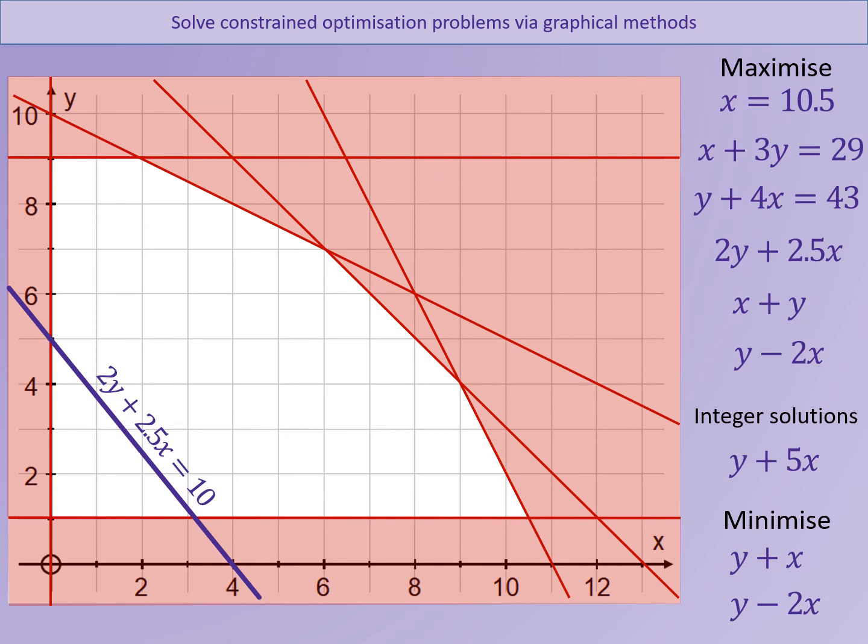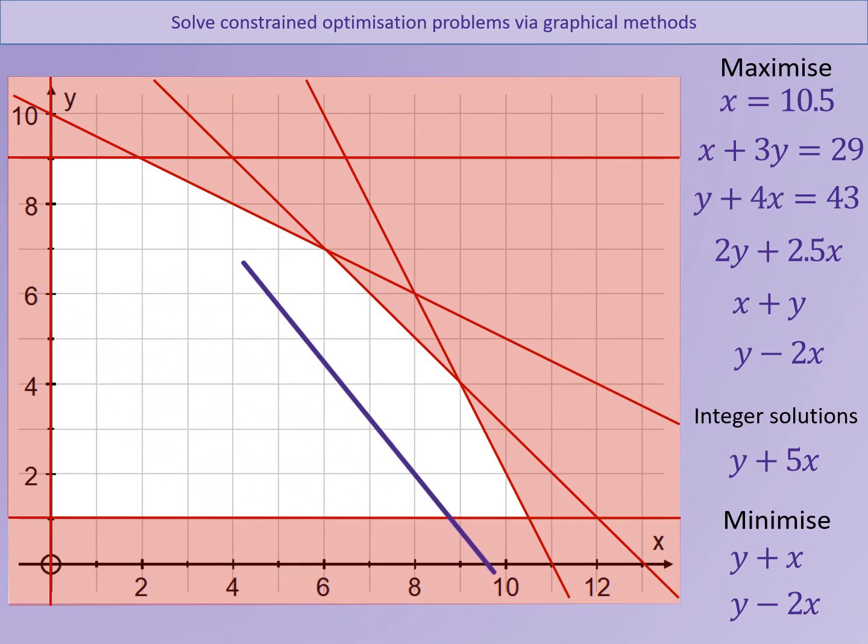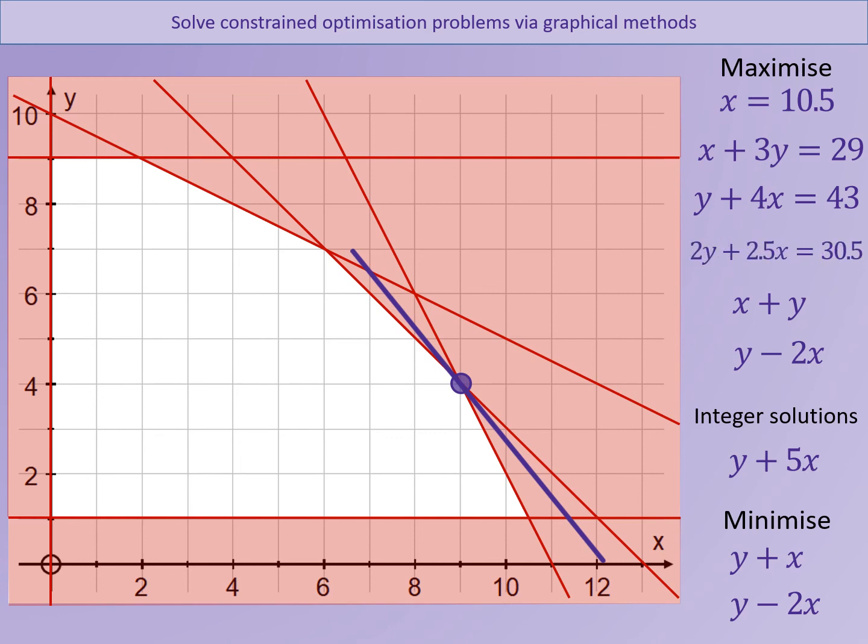For number 4, we've selected 10 arbitrarily as the point value for p. That is because 10 is divisible by both 2 and 2.5. Having got the gradient of the line, we can then maximise, and we arrive at the vertex where x is 9 and y is 4. Substituting that in gives us 30.5 as our value for p.